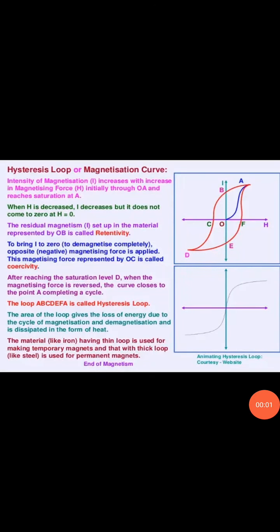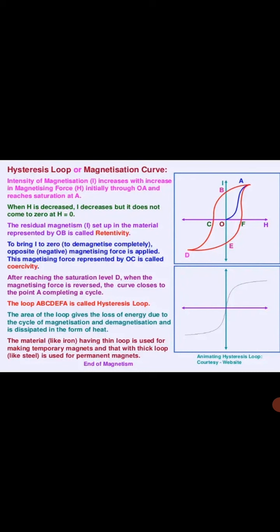Now students, this is another concept of magnetism, that is the hysteresis loop, or you can say the magnetization curve. It shows what happens when a substance is magnetized and when it is completely demagnetized. As indicated in this diagram, the intensity of magnetization depends on the magnetizing force.